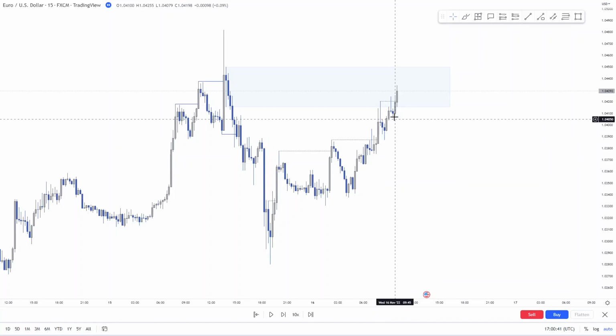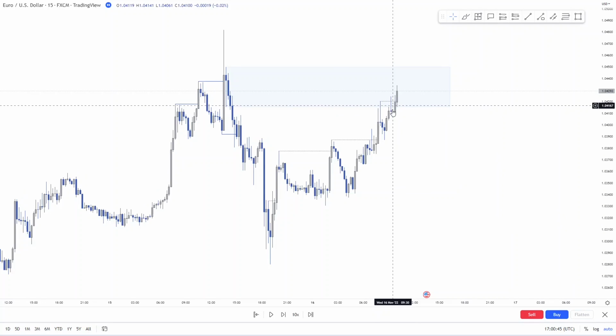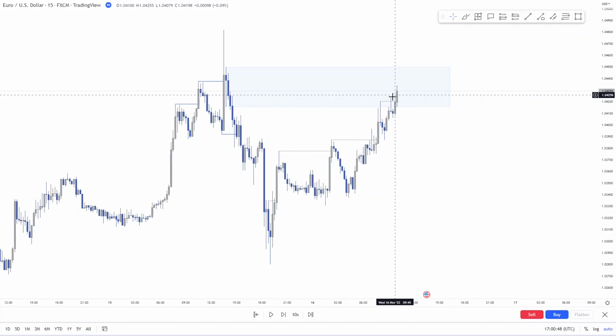change of character would actually be this inside, well, it's actually not an inside bar, but the small retracement candle we have here. As you can see, price has come up, it's wicked, it's come down, failed to break that high, and then we've had that move that's caused that break of structure. So if we're looking for a change of character, I'd be looking for this low to be broken right here, and we'll see what price does.